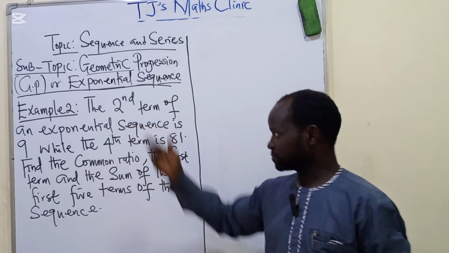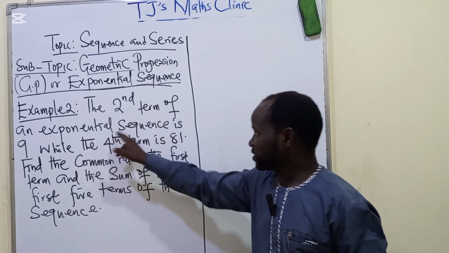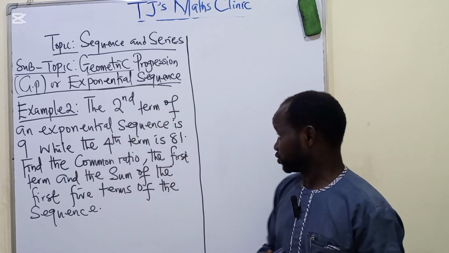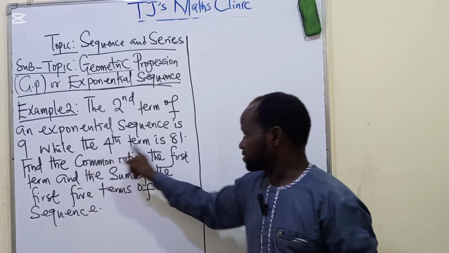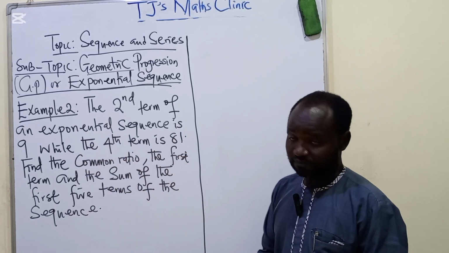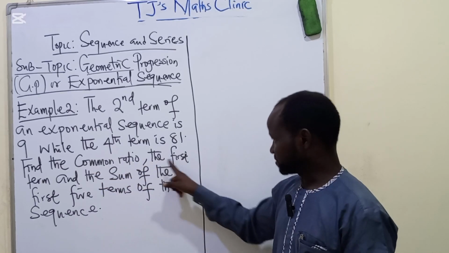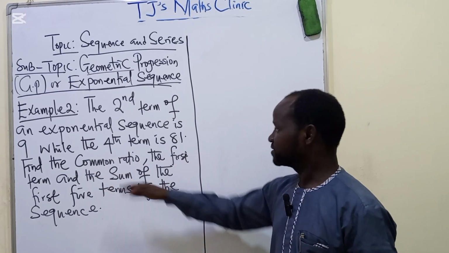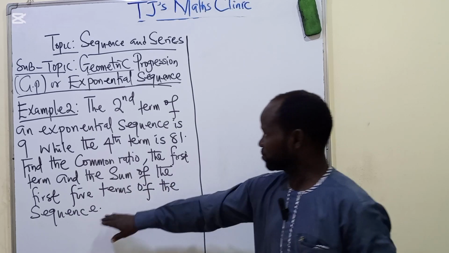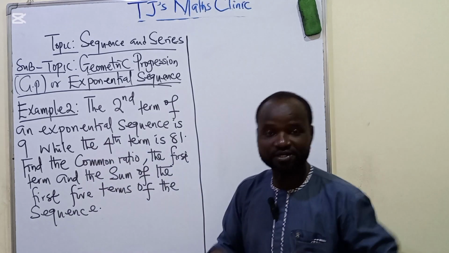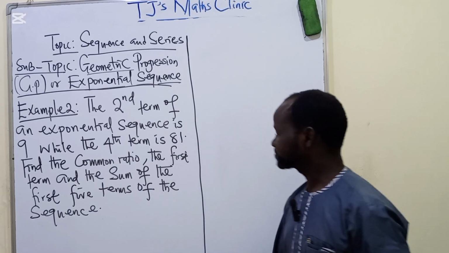Question 2, or example 2, reads: the second term of an exponential sequence, that's geometric progression, is 9, while the fourth term is 81. We are asked to find the common ratio, that's number 1, the first term, and the sum of the first 5 terms of the sequence. The sequence now is an exponential sequence. Let's look at how we can handle this together.